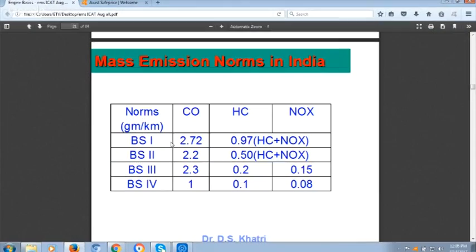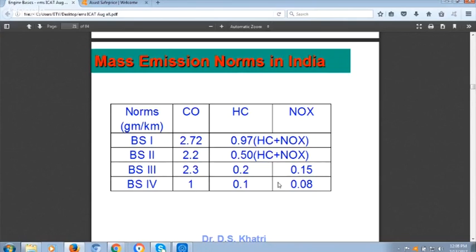So if you look at it, when we are gradually going from BS1 to BS4 and BS6, your emission norms are, CO is like earlier it was 2.7, now it comes to 1. And in BS6 again it is reduced by 50%, maybe 0.5. HC is also reduced, NOx is also reduced. So there is a significant reduction in the regulation to control the emissions.